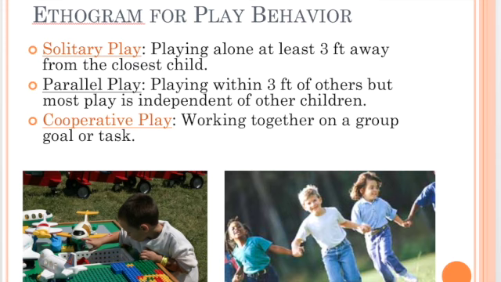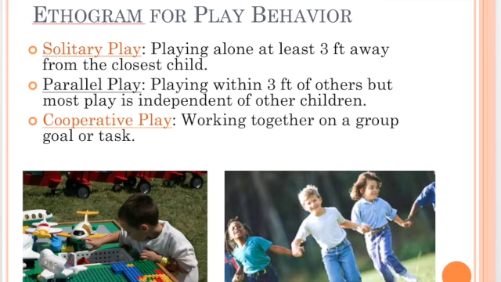Here's a simple ethogram for play behavior in humans. For young kids, I might look at solitary play, parallel play, and then cooperative play. Solitary play is when children are playing alone, and they're at least, let's say, I'm going to use in my definition, 3 feet away from the closest child, okay?